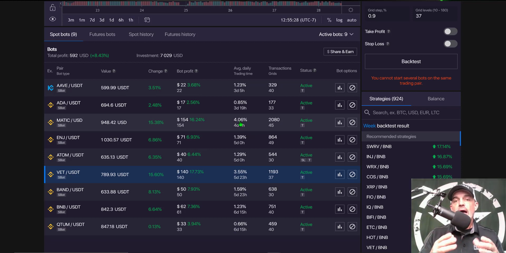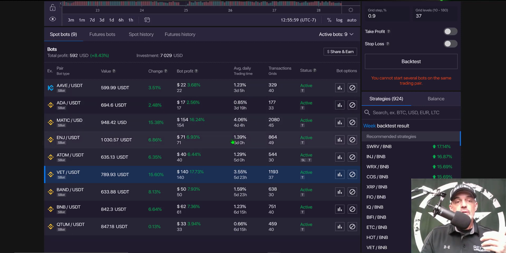And I do want to note that I shoot for at least 1% profit per day out of my grid bots. That's kind of my goal for each one of these bots. Now, ADA is a little underperforming, but I know ADA has some news coming up in the next couple days, so I will hold through that news and see if we don't get a bump. But again, Matic's hitting the 4% per day profit. That's definitely winning the battle.